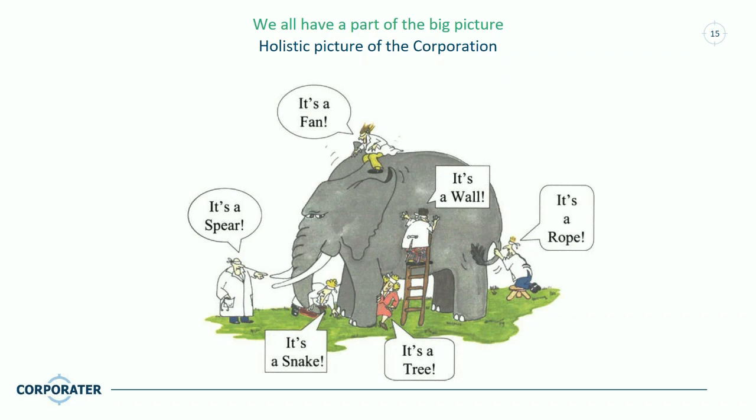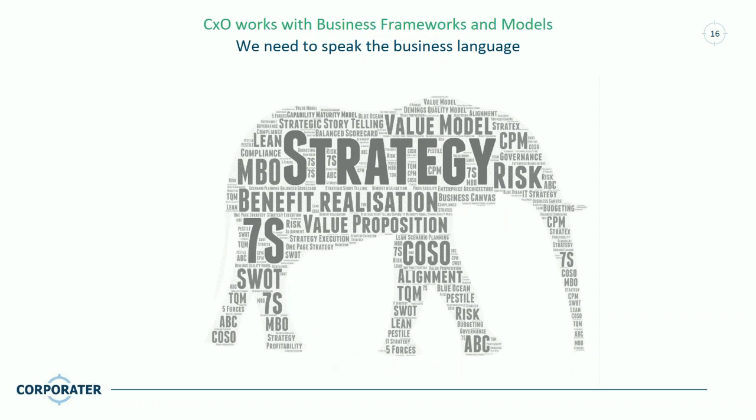How can we get the holistic picture of the corporation? I think what dashboard people need to understand is that CXOs and business people work with business frameworks and business models, and we need to speak the business language. You have different models like strategy, one-page strategy, McKinsey 7S, the balanced scorecard, COSO for risk, TQM, management by objectives, PESTLE, blue ocean strategy, etc. We need to make sure that the business frameworks are represented in the dashboards, because that's what gives the business value.